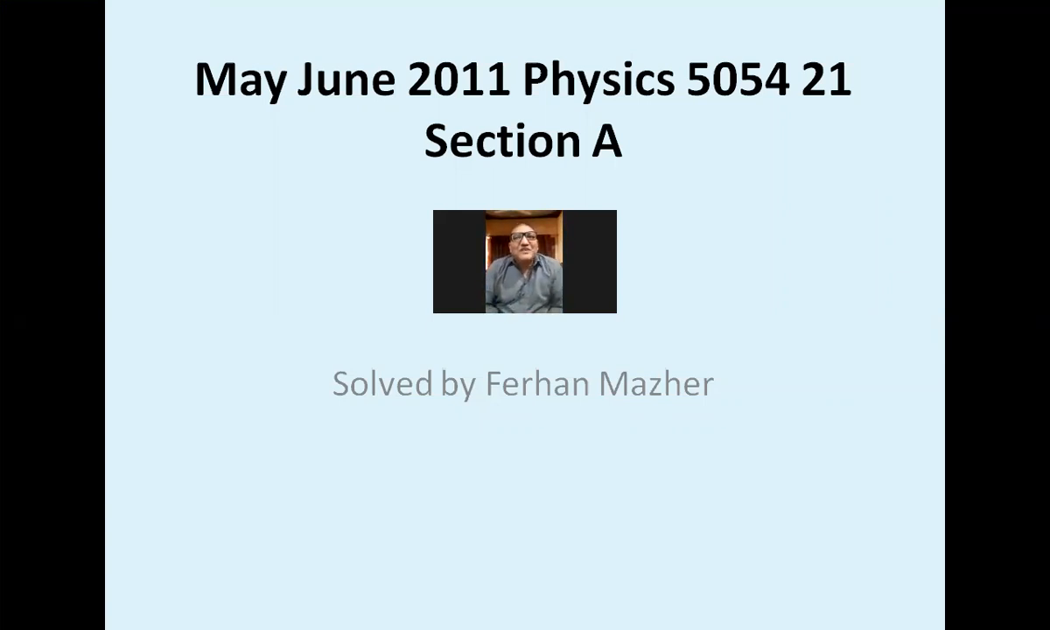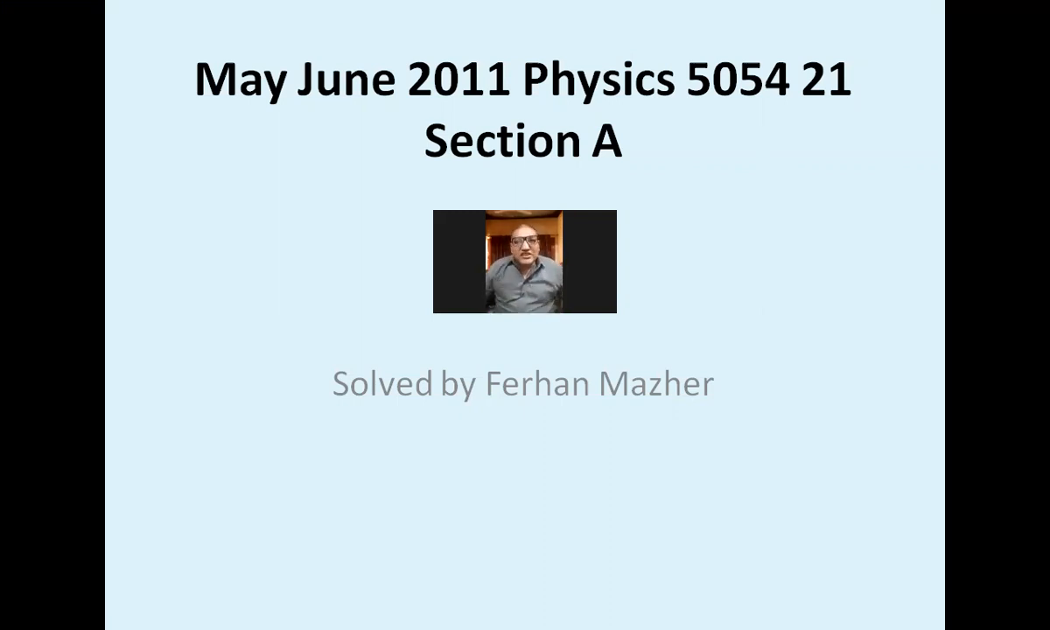My name is Ferhan Mazher, and today is 10th April 2021. The subject we are studying is Physics 5054, O levels physics. Today we have set our hearts to solve the May June 2011 paper. We are going to solve paper 2, the number of the paper is 2-1. This paper 2 belongs to variant 1 or zone 1.